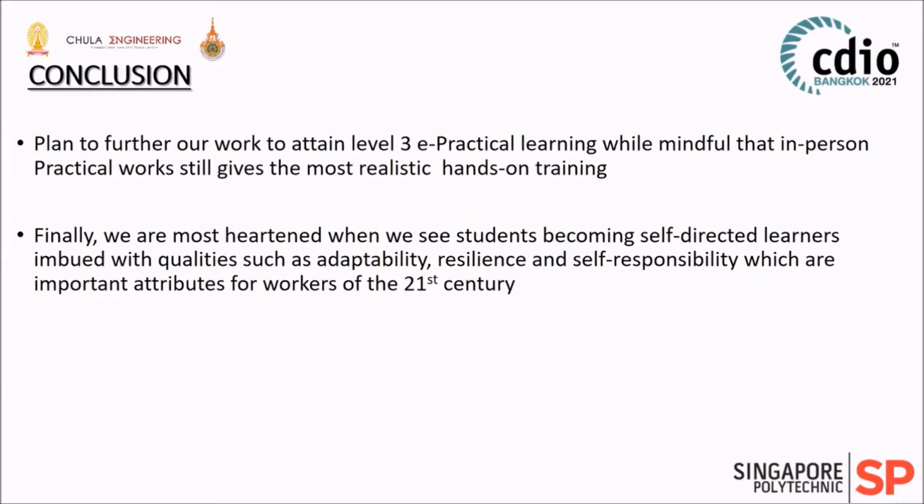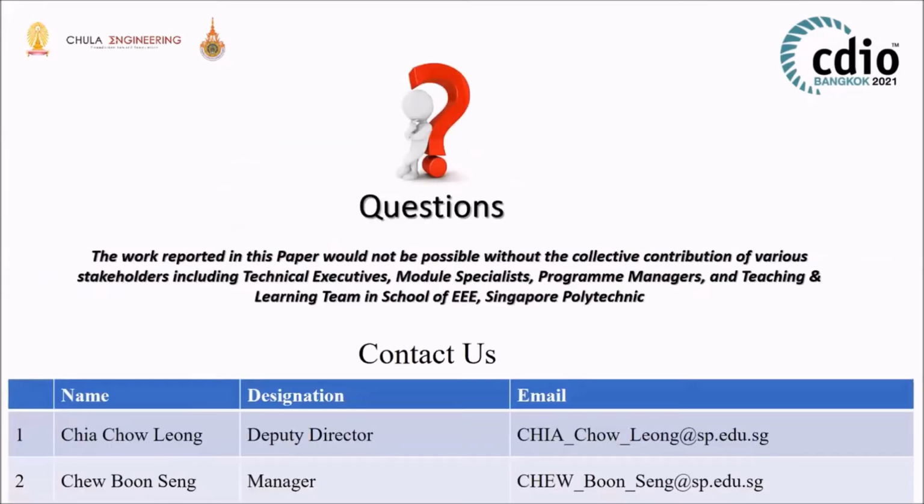And finally, we are most heartened when we see students becoming self-directed learners imbued with qualities such as adaptability, resilience, and self-responsibility, which are important attributes for workers of the 21st century. I've come to the end of my presentation, and I leave with you my contact and that of my colleague, Mr. Chu Boon Singh. And I thank you for your attention.